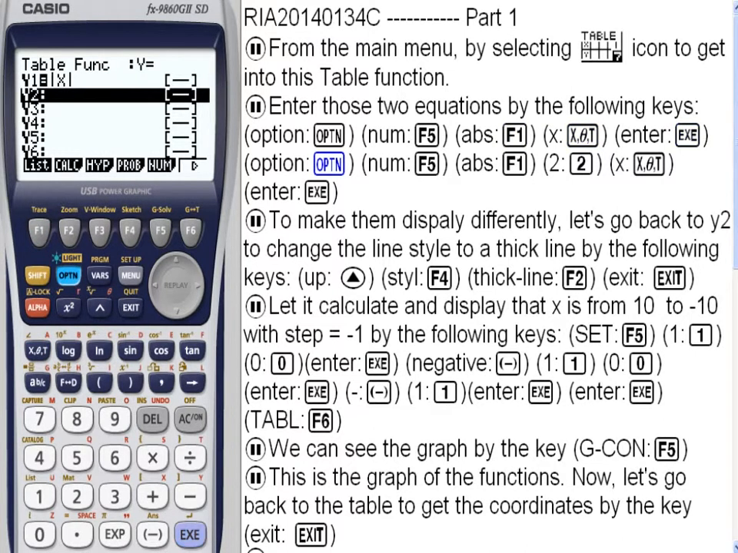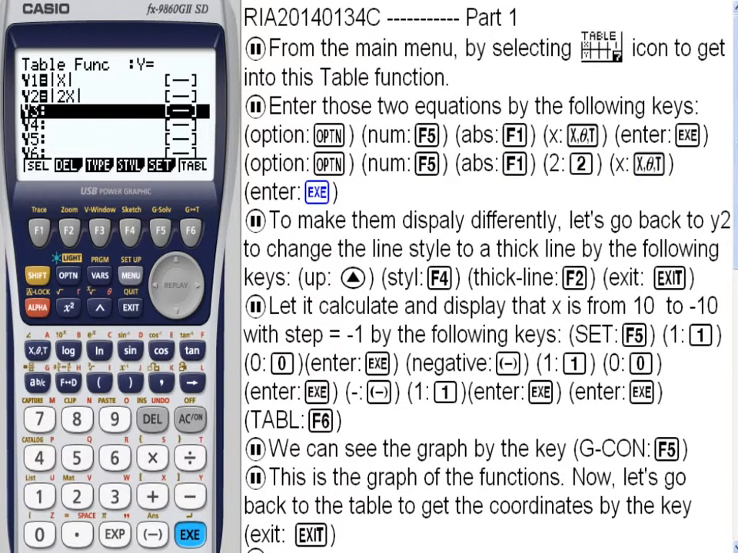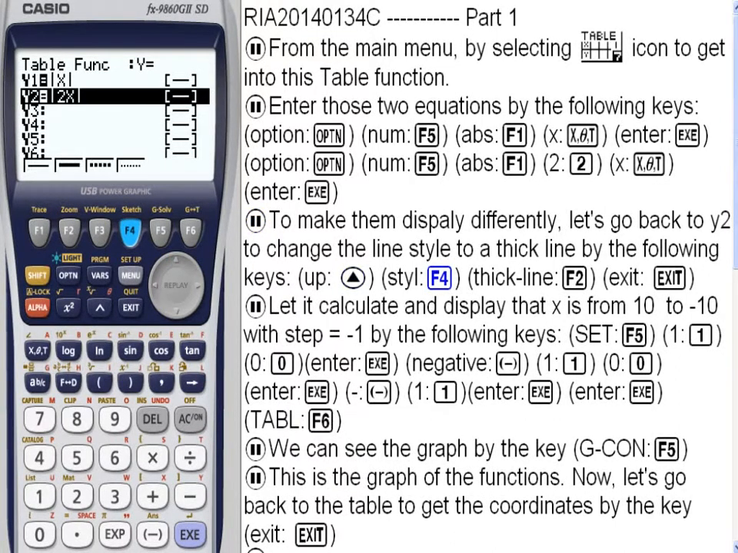Option, number, absolute, 2x, enter. To make them display differently, let's go back to Y2 to change the line style to a thick line by the following keys: up, style, thick lines, exit.